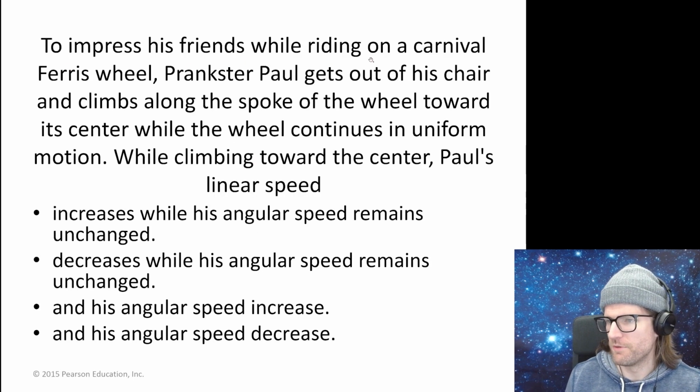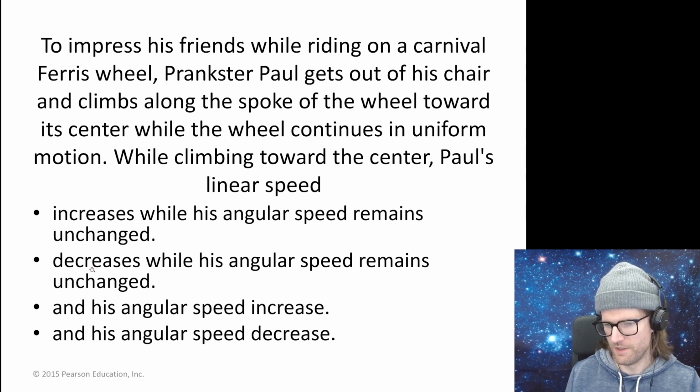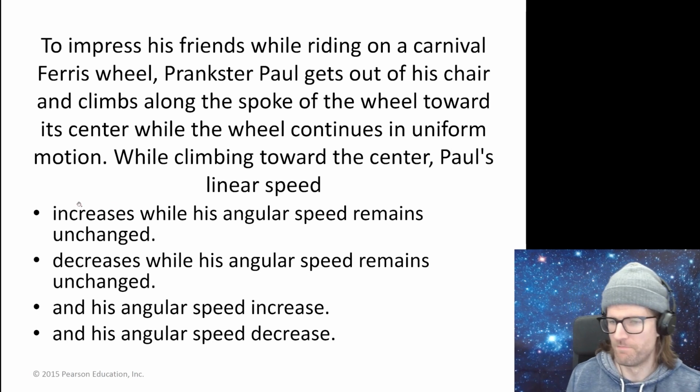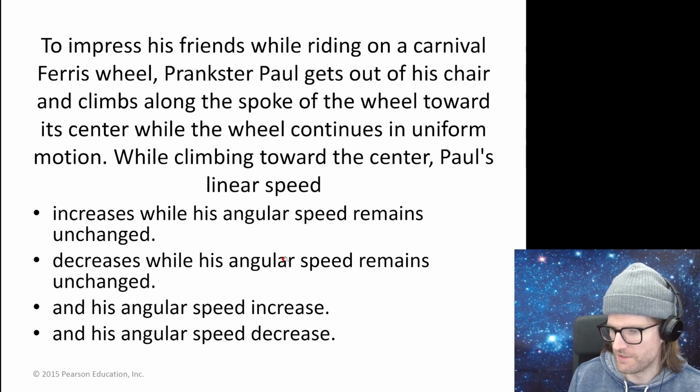To impress his friends while riding on a carnival Ferris wheel, prankster Paul gets out of his chair and climbs along the spoke of the wheel toward its center, while the wheel continues in uniform motion. While climbing toward the center, Paul's linear speed increases while his angular speed remains unchanged. That sounds good. Decreases. Oh, it's not going to increase because he's moving towards the inside, so it's going to decrease. I said that wrong. So it's going to decrease while his angular speed remains unchanged.